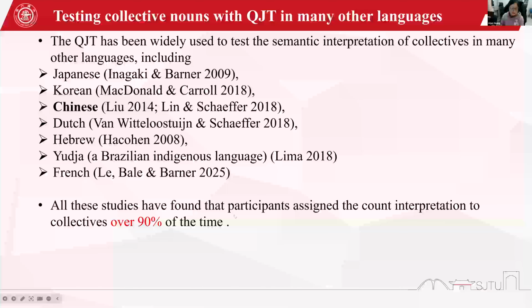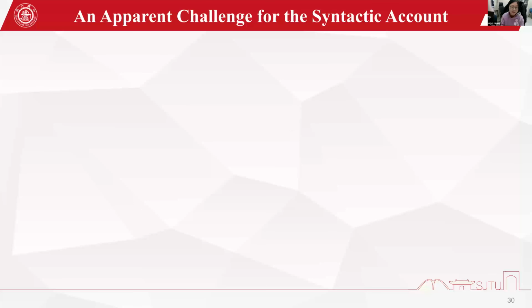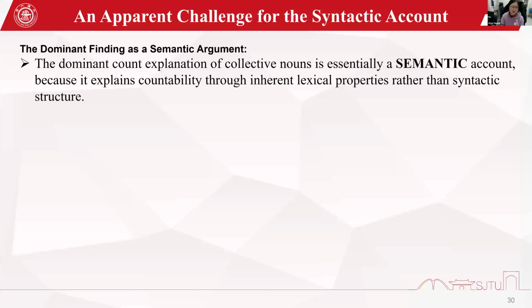So all these studies have found that participants assigned the count interpretation to collectives over 19% of the time. Based on these results, they say collectives at the lexical level carry the feature of individuation, and hence this explains why they always express their count interpretation. You can see they attribute the count interpretation to the lexical meanings. So this is a typical semantic interpretation, right? So it is semantic count.